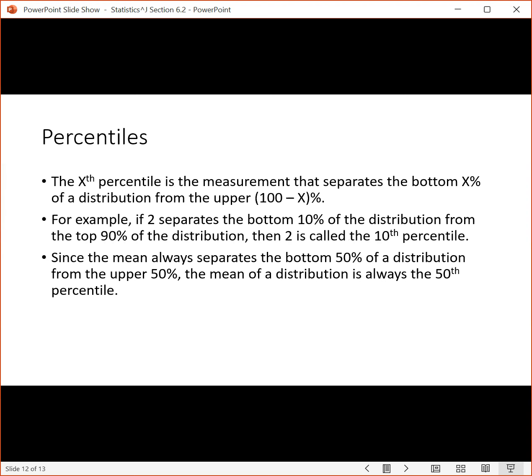All right, so next, percentiles. The X percentile is the measurement that separates the bottom X% of a distribution from the upper 100 minus X%. So for example, if 2 separates the bottom 10% of a distribution from the top 90% of the distribution, then we call 2 the 10th percentile. Going back to the mean, since the mean always separates the bottom 50% of a distribution from the upper 50%, the mean of a distribution is always the 50th percentile.